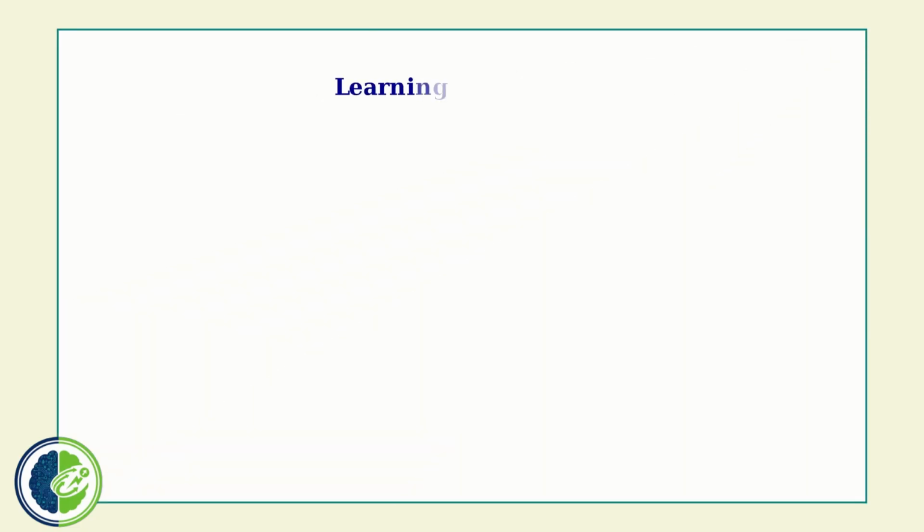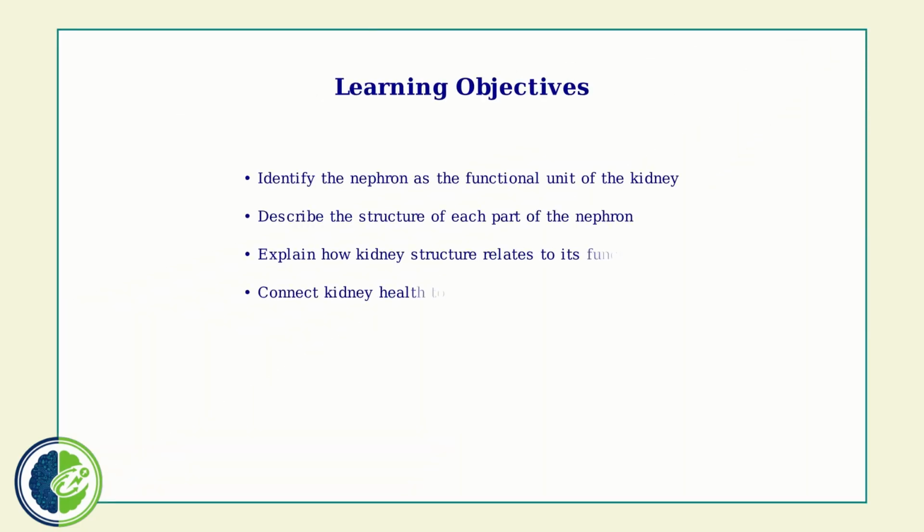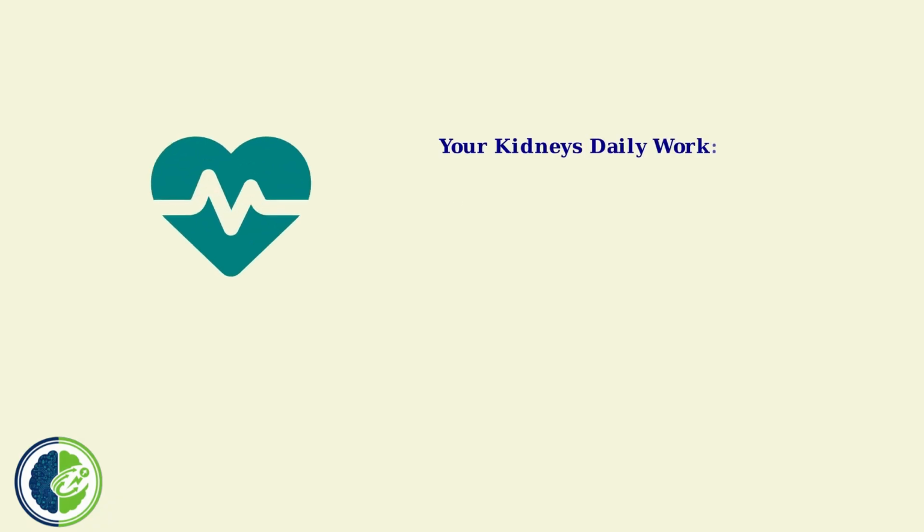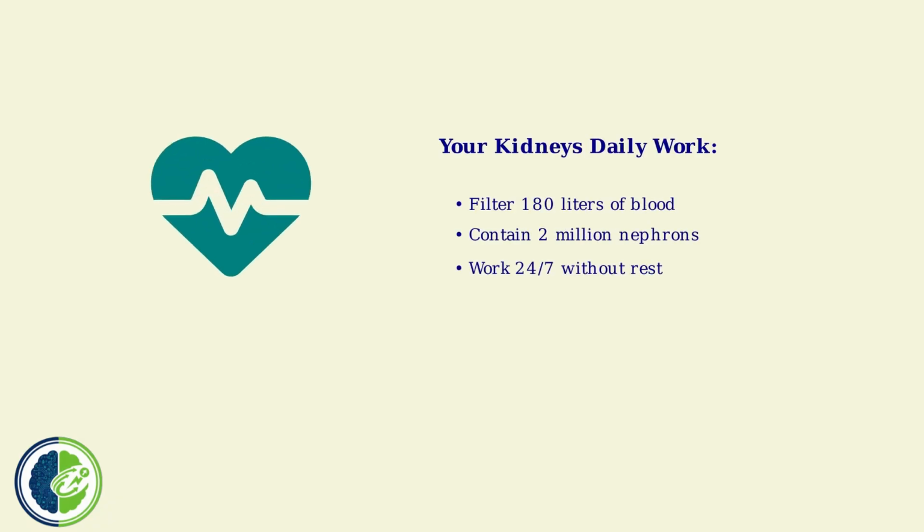Welcome back, brilliant students. Today, we're diving deep into the mammalian kidney structure. By the end of this lesson, you'll understand how millions of tiny nephrons work together to keep our bodies clean and healthy. Think about this. Every day, your kidneys filter about 180 liters of blood. That's like filtering 36 large water bottles every single day. How do they do this amazing job?